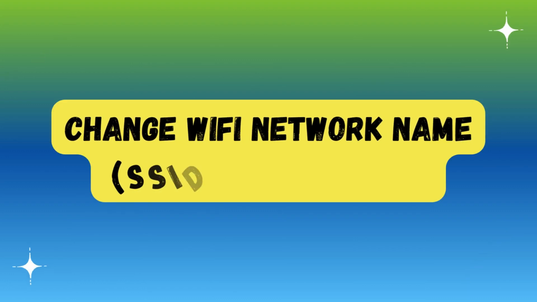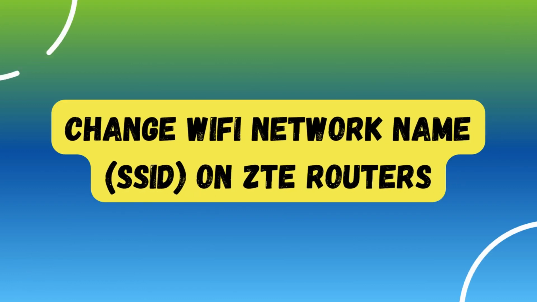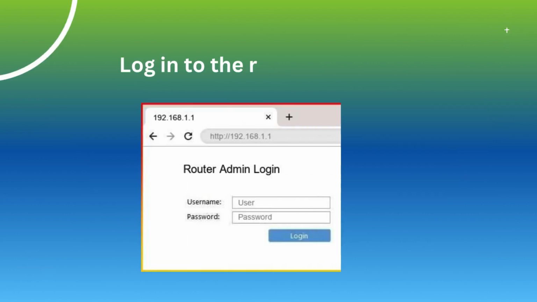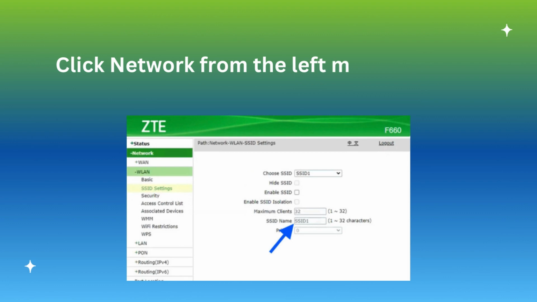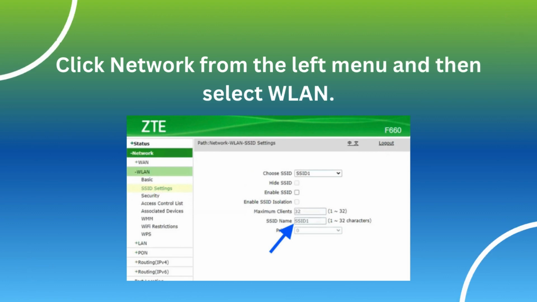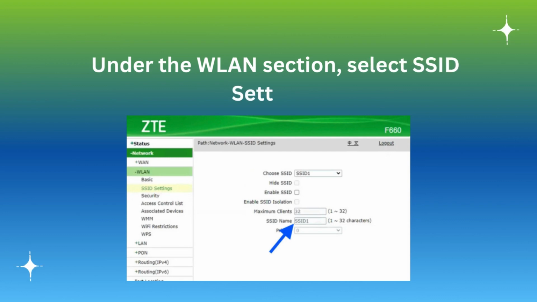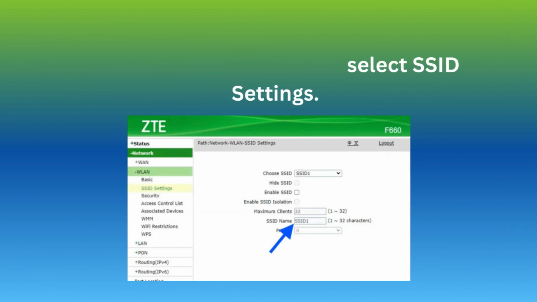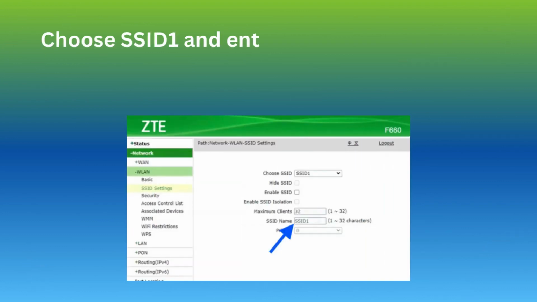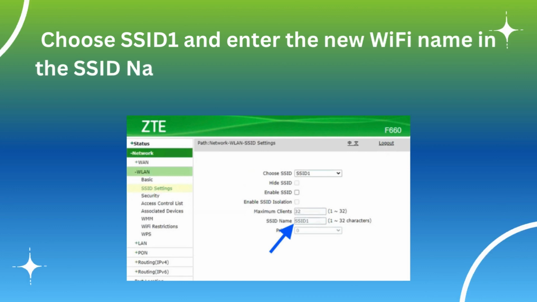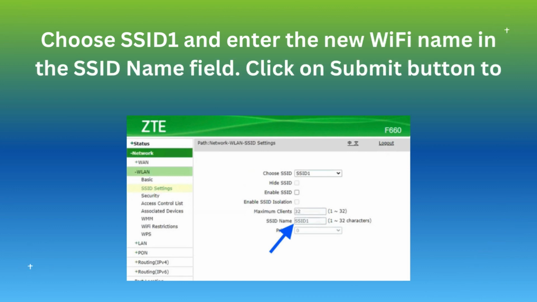Change Wi-Fi network name, SSID, on ZTE routers. Log into the router's settings. Click Network from the left menu and then select WLAN. Under the WLAN section, select SSID settings. Choose SSID 1 and enter the new Wi-Fi name in the SSID name field. Click on Submit button to save the changes.